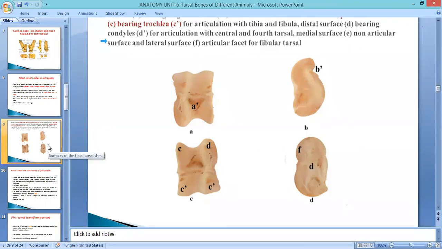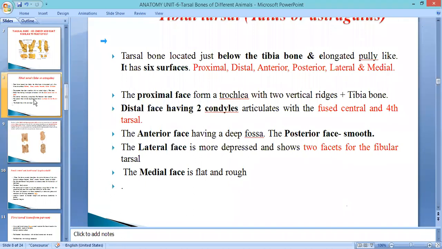So I think this is clear. If anybody asks you regarding this bone, the tibial tarsal bone, certainly mention where it is located, its position, and that it is also known as talus or astragalus. For description, it contains 6 surfaces, and each surface has a peculiar structure.